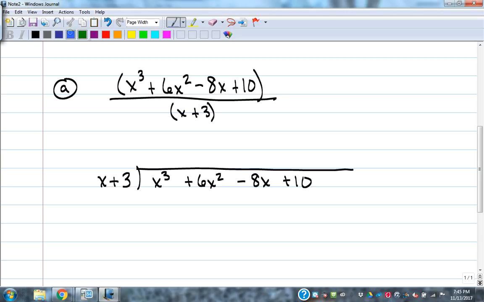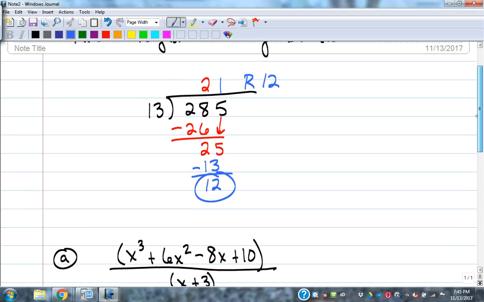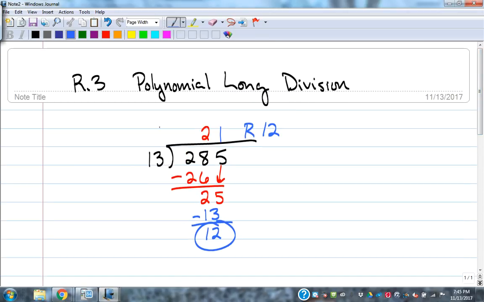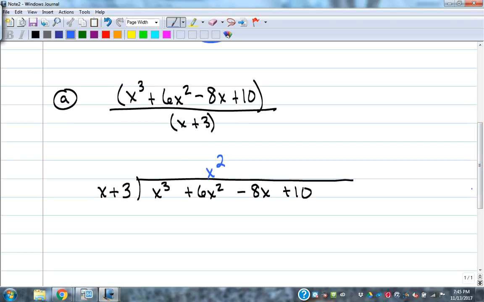X squared. I'm going to put the x squared right there because that's what would get me x cubed. But that x squared is kind of like they've got columns for each piece. Now, just like up here when we did the number, we multiplied 2 times 13 and got 26. We're going to do the same thing with this x squared. We're going to say x squared times x. That's x cubed. And then we've got to say x squared times 3. That's 3x squared.